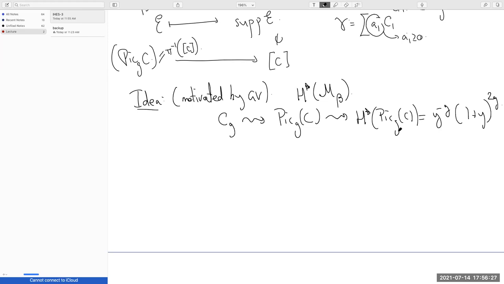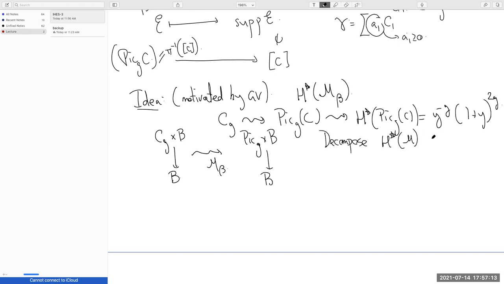And then let's say I had a family of curves, a pretty unlikely situation, some kind of constant family of curves inside of X. Then when I look at M beta, I get G cross B mapping to B. So the idea is that, since a curve of genus G should contribute something like this to the cohomology, I want to decompose the cohomology of M as a sum of terms like this. The coefficient of a term in the expansion would be the genus G contribution.